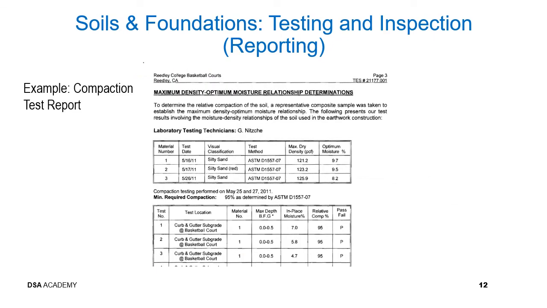Here's an example of compaction test report, which indicates which ASTM method was used, date performed, the dry density, optimal moisture, and so on and so forth, and whether it passed or failed. It should be in your records after special inspector is done performing the test.